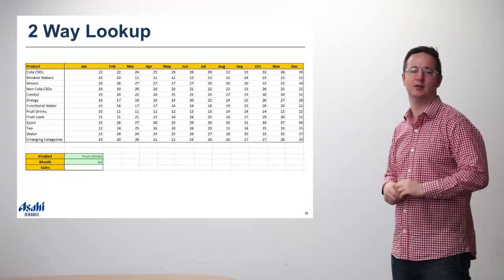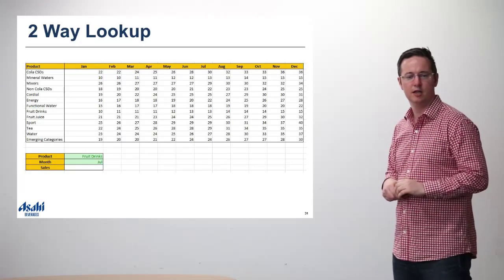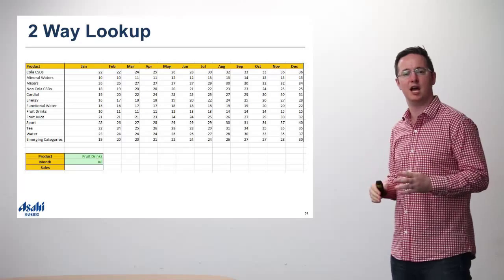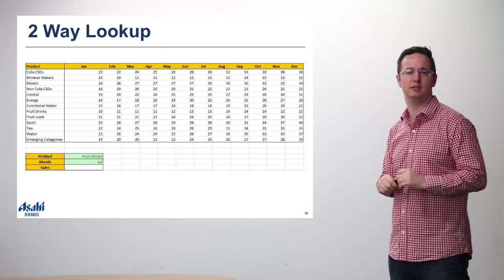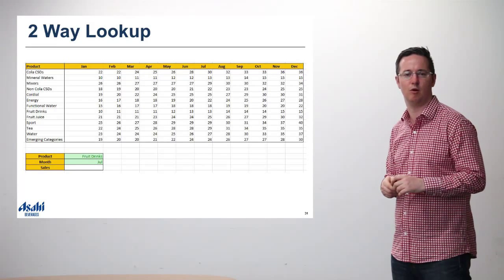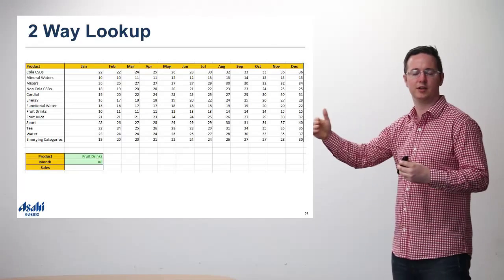Two-way lookups, so the best use of INDEX and MATCH, and it gets a little more complicated. Previously with INDEX, we fed it one coordinate with MATCH. But now we're going to feed it two separate coordinates with two MATCH formulas into the one INDEX formula. As you can see here, I've got some products and I've got some monthly sales.